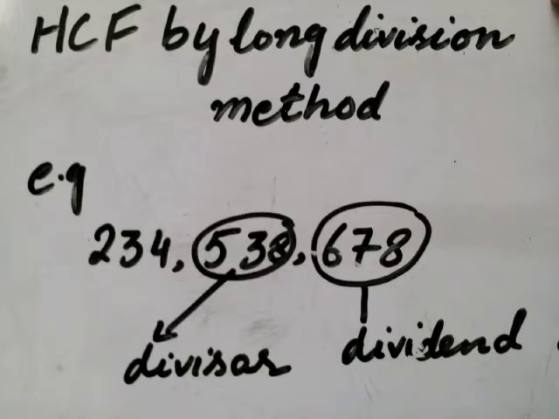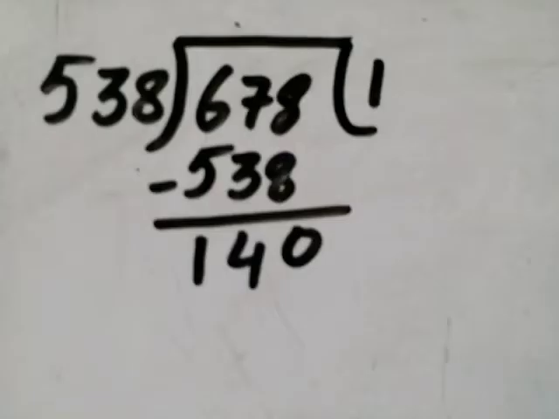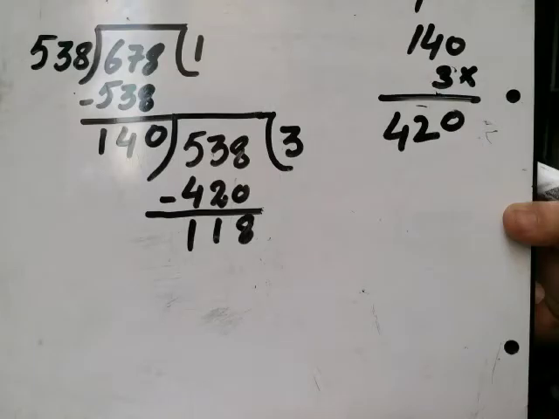Here 678 is the largest number, so we take it as a dividend, and 538 is the second largest number, so we take it as a divisor. Now we divide 678 by 538. The quotient is 1 and the remainder is 140.